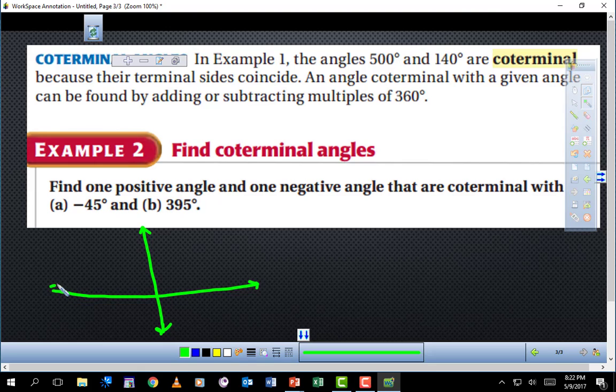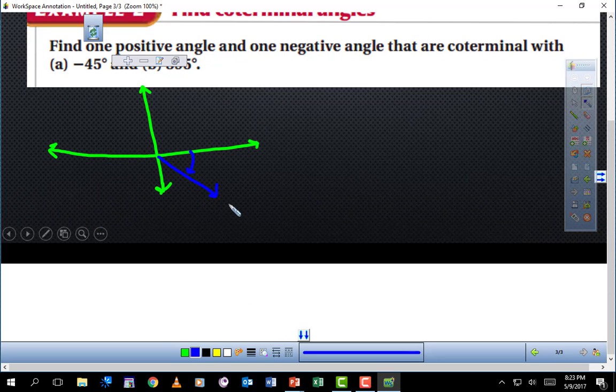We want to find an angle that is coterminal. We want one positive and one negative one. Okay, so negative 45 degrees, first of all, would be right here. If we swept this way, this spot right here would be negative 45 degrees. So what we want is an angle to end up there.